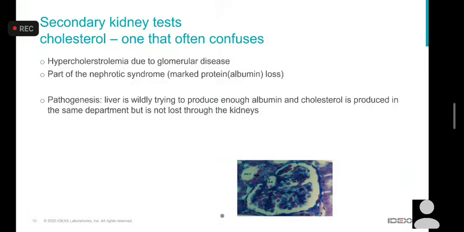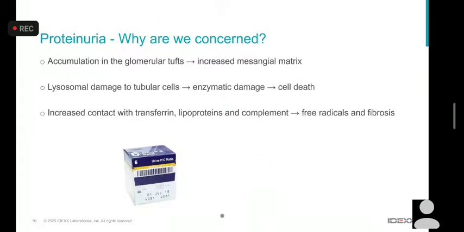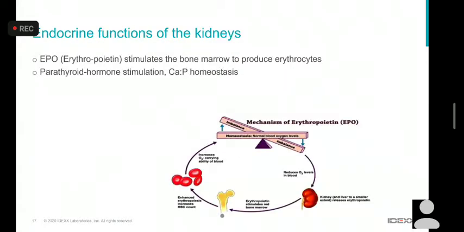But why are we so concerned about proteinuria? Well, because if you accumulate protein in the glomerular tuft, it becomes increased in the mesangial matrix of your kidneys. And the problem is it creates damage to the tubular cells, and then you have cell death. So protein in itself in high levels in the kidneys, just as well as phosphorus, is actually toxic to the cells. And it also enhances that renal fibrosis that is often one of the things that we see in these chronic kidney diseases. So we really want to try and lower the protein in the urine.